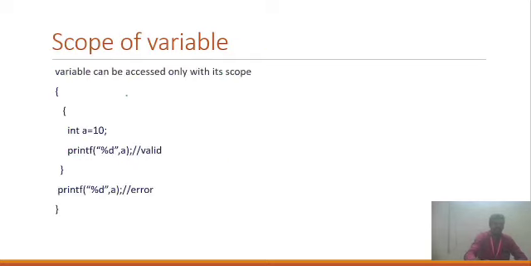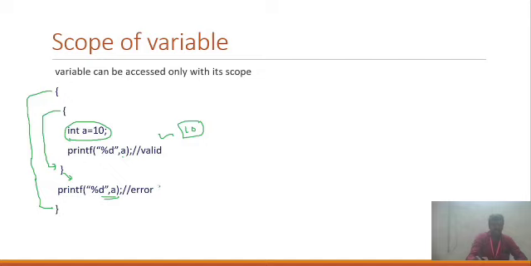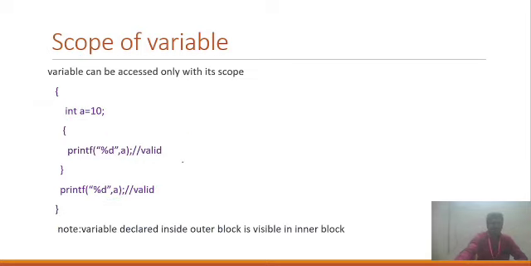The next is the scope of a variable. What is meant by the scope of a variable? The limitation of access of the variable is called the scope of the variable. In this case, I have an outer block, and inside this outer block, I have an inner block. Inside this inner block, I declare a variable a equal to 10. When I try to print a in the same block, this is perfectly valid, and it will give me the answer 10. But when I come outside of this block and try to print a, it will show me an error. Why? Because this a cannot be accessed outside of this block. That's why it is reporting an error.